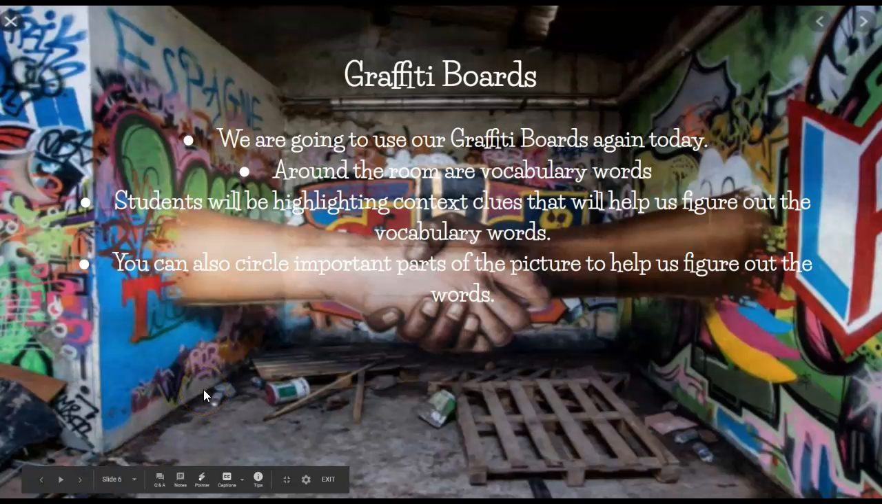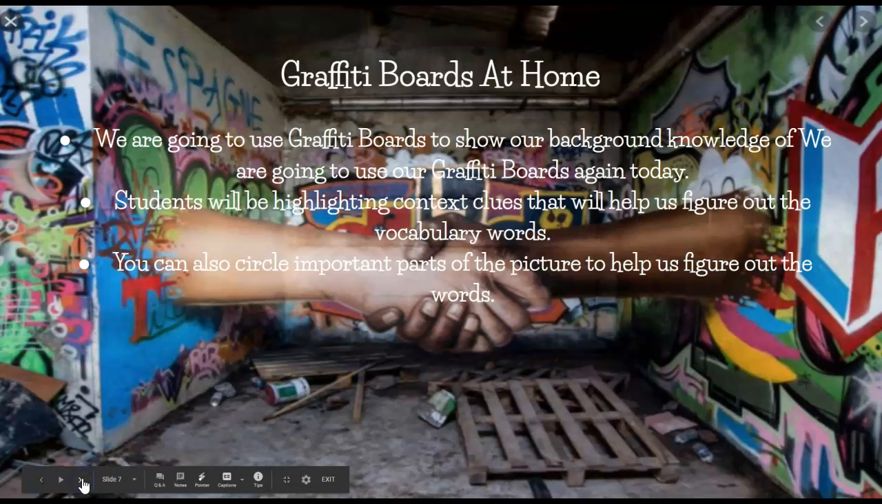So today again, yesterday you guys used your graffiti boards. You're going to use this again today because on the graffiti boards were the story with the highlighted word. So today you're going to use that graffiti board, using that background knowledge. And now we're going to have our words and we're going to highlight other words. We're going to circle important parts of the picture. And we're also going to highlight words that are going to tell me about that vocabulary word. So if you're at school, you're going to use the paper that is provided. If you're at home, you're going to use your slides.